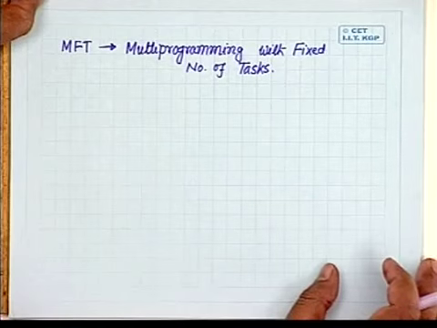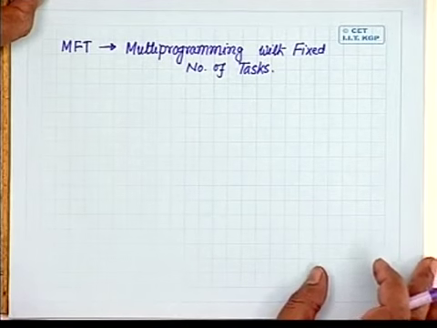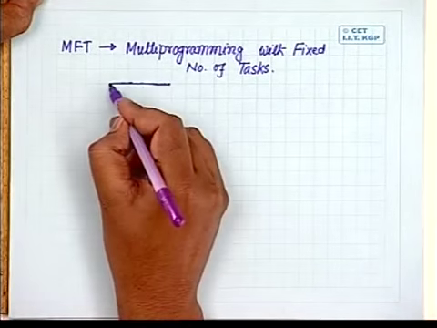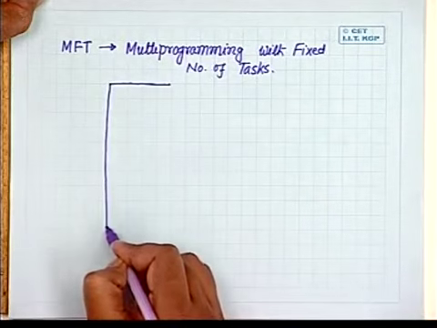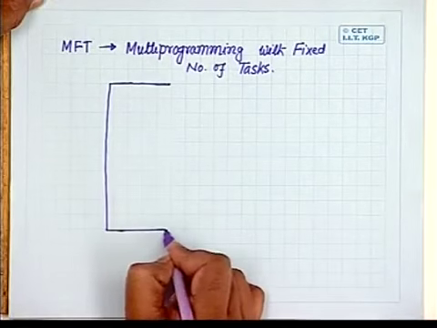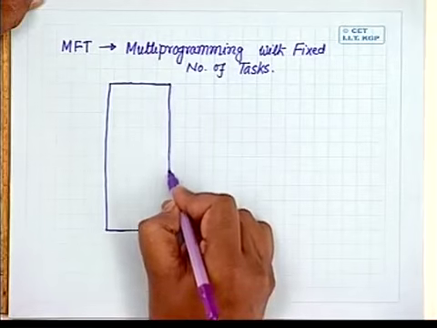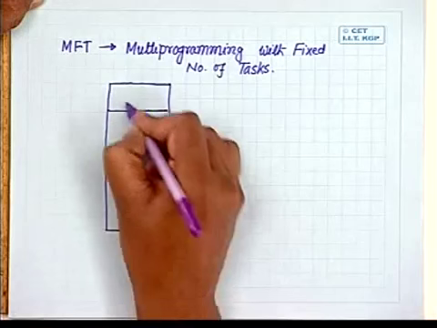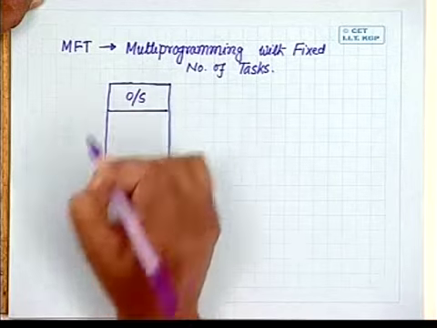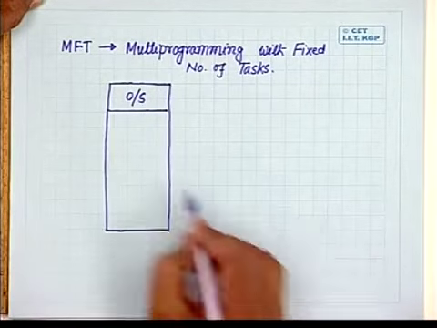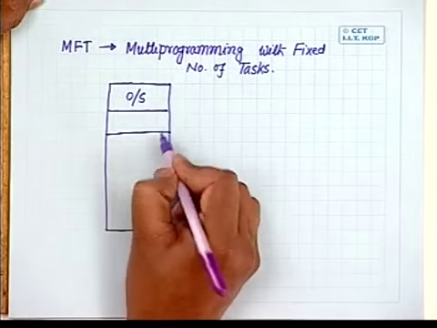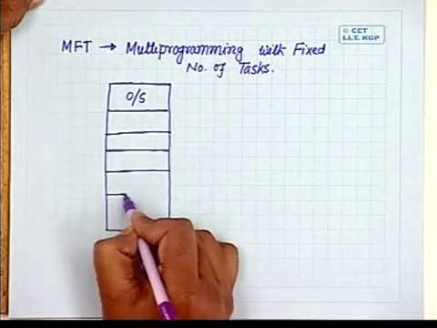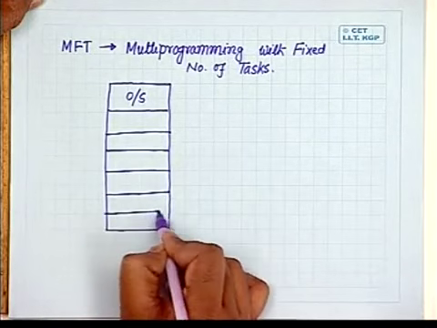Okay. So in case of MFT, the main memory is divided into a number of partitions, not only 3. One partition will obviously be allocated to the operating system. And the remaining user area is divided into a number of partitions. These partitions may be of equal size, or different partitions may be of different size.